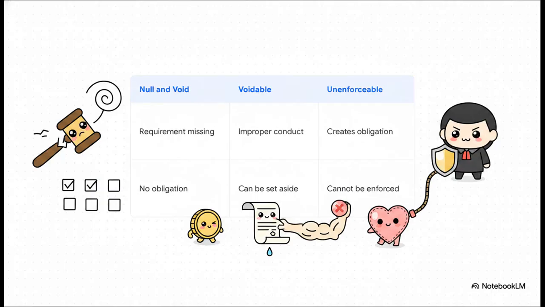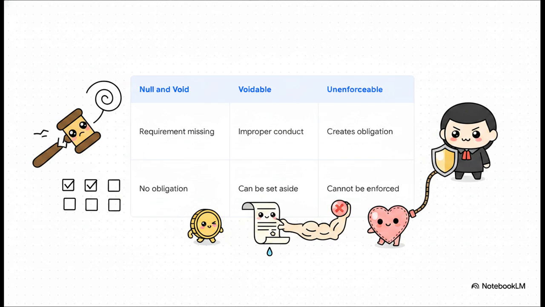But what happens when things go wrong? Guys, this is a classic exam trap, so pay close attention. If even one of those 5 requirements we just talked about is missing, the contract is null and void. It literally never existed in the eyes of the law, and no obligations are created. Full stop.